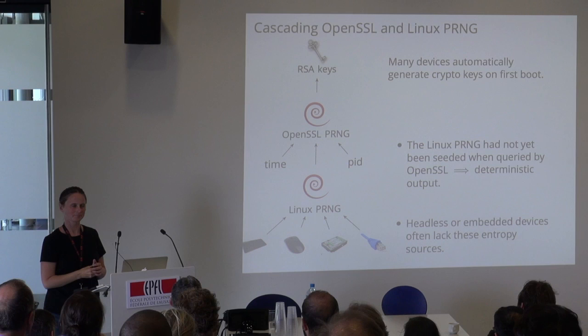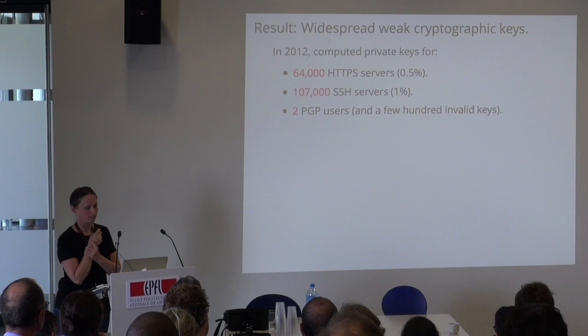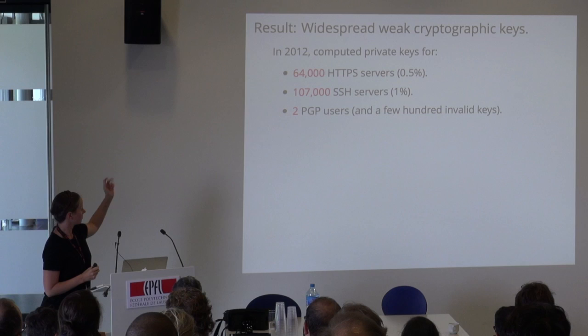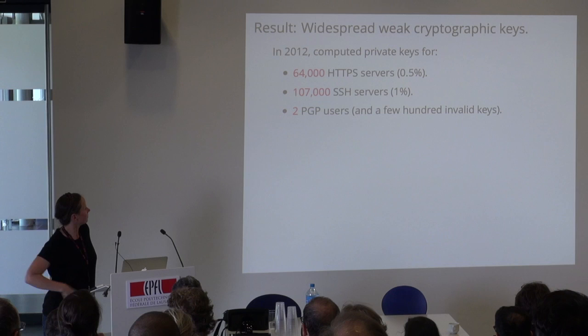So what this disaster looked like in 2012 is that we were able to compute the private keys for about 0.5% of all HTTPS hosts, about 1% of SSH hosts, and there was a team run by Arjen Lenstra that did HTTPS, and they also computed the private keys for 2 PGP users.